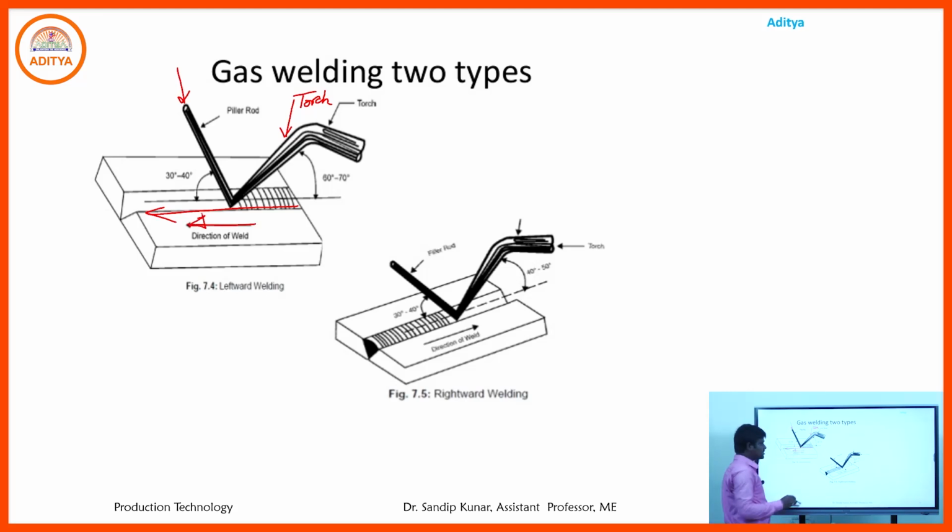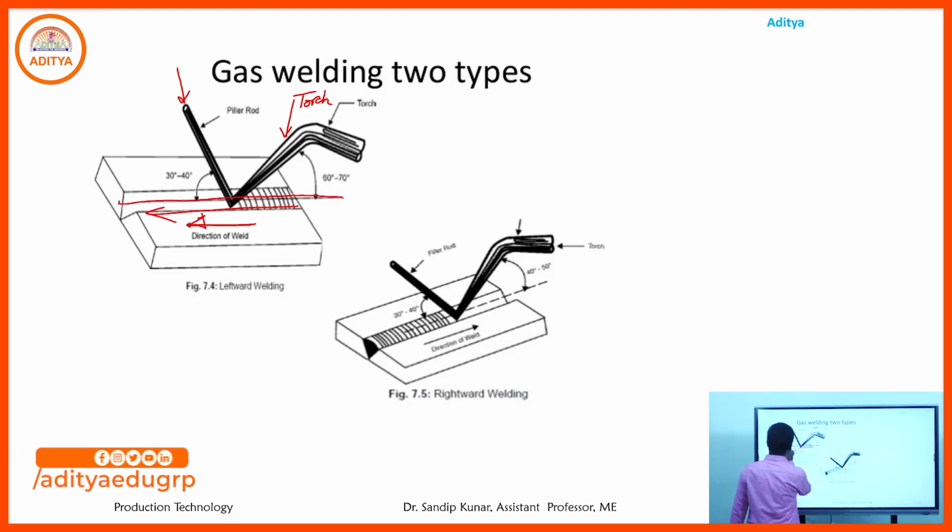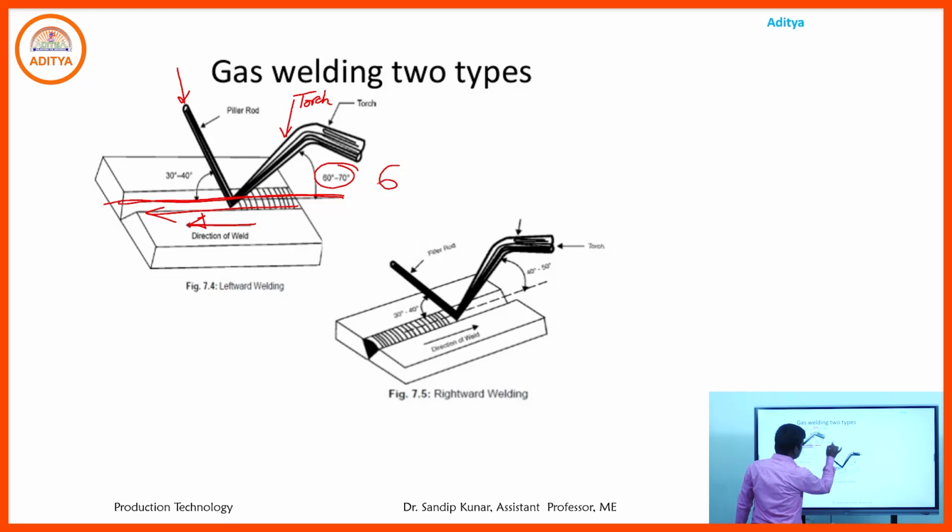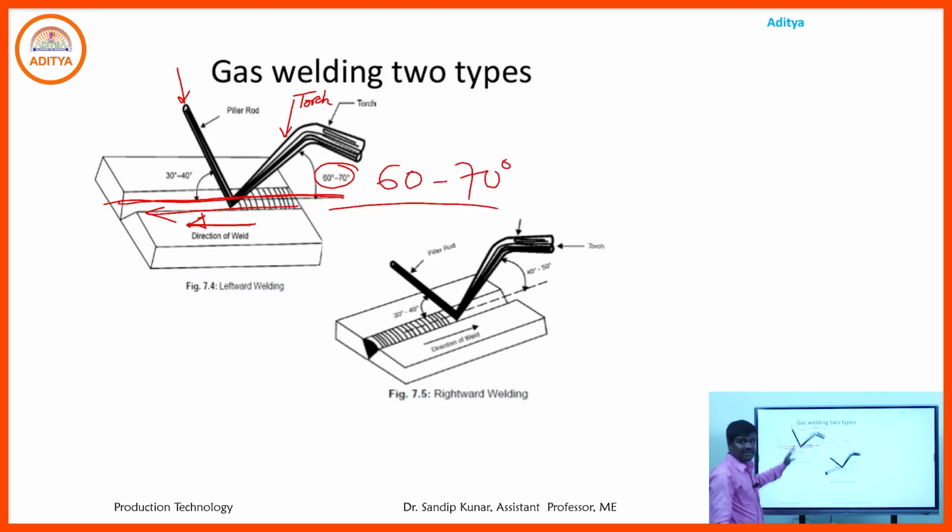Here, if we take the horizontal axis as the reference line, the welding torch will be kept at 60 to 70 degree. And the filler material will be kept with reference to the axis line at an angle of 30 to 40 degree. That is the leftward welding.